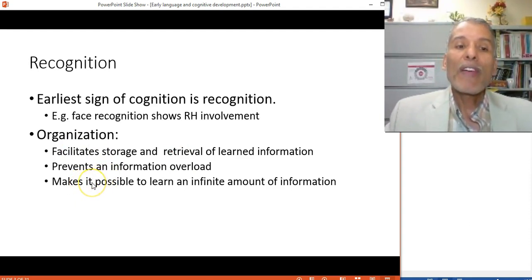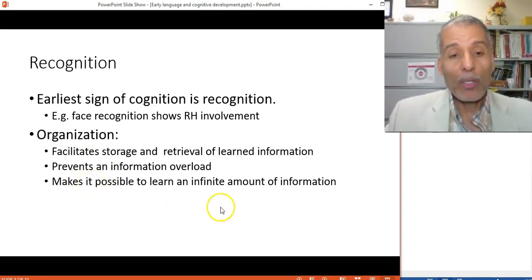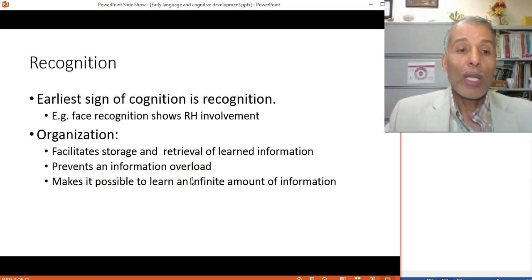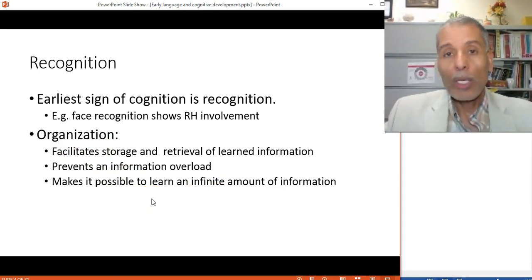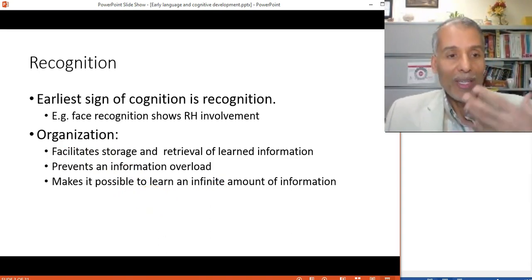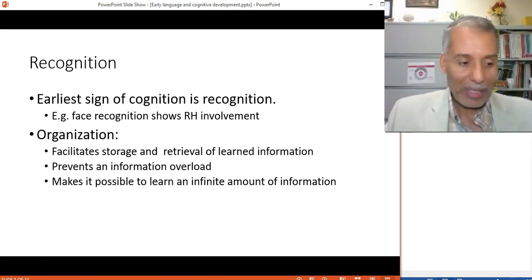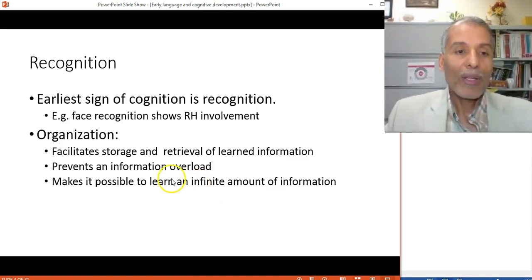Organizing information prevents an information overload, because it will require less cognitive energy, it will require less attention, and it will require less memory capacity. It will make it possible to learn an infinite amount of information when you organize it neatly and so on. It doesn't take as much, again, to store different bits and pieces. You make it easier for the brain.